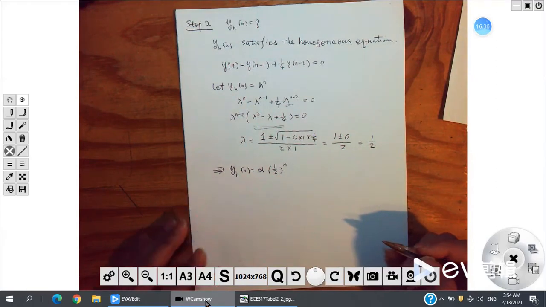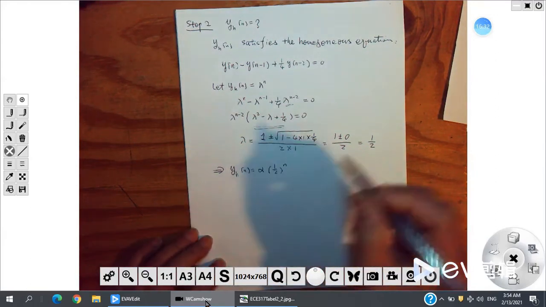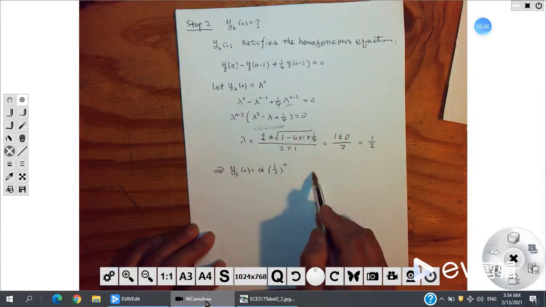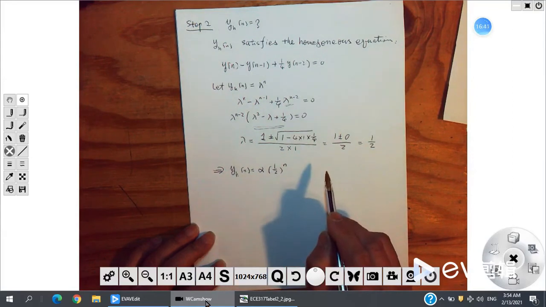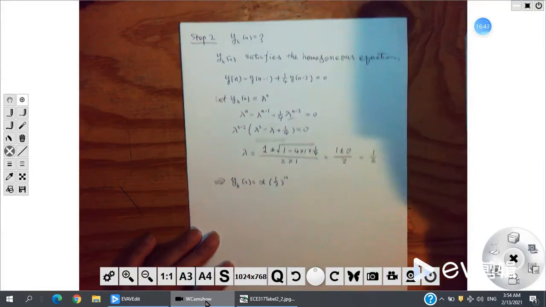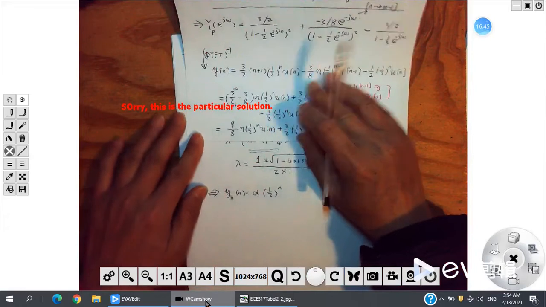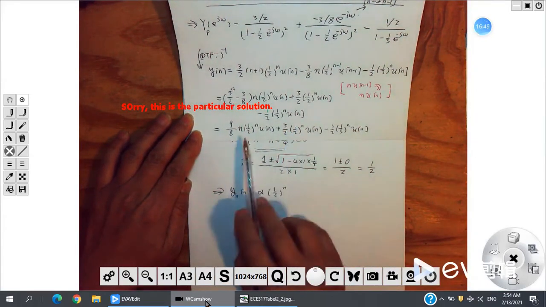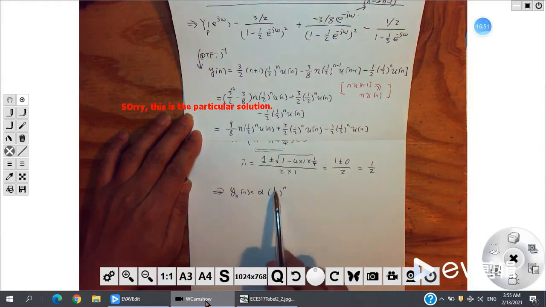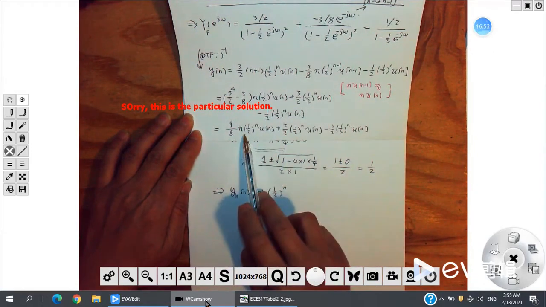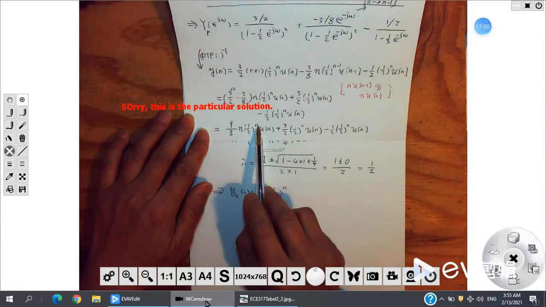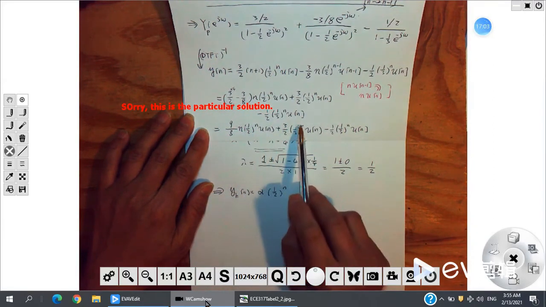Is it good? Well, it's not enough, because this is a second order system, so there should be two terms. We only have one term. What will be the other term? Just look at the solution here. This is the homogeneous solution. According to that root 1/2, we have two terms. One is 1/2 to the n term times n, and the other is the 1/2 to the n term.